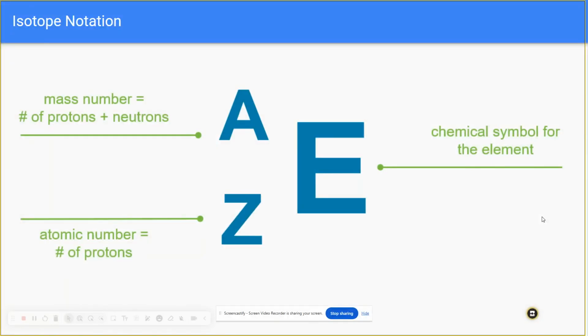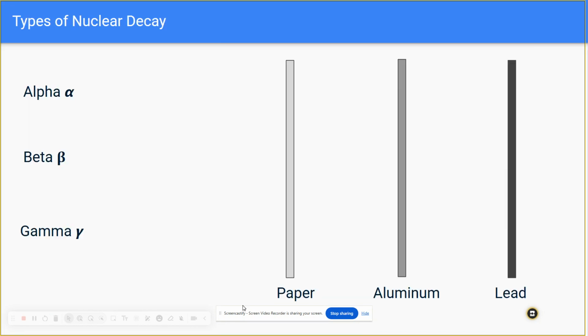We want to look at how to notate our different isotopes. So this is called isotope notation. The E right here would be the symbol, like an H for hydrogen or He for helium. The mass number is A, that's the number of protons plus neutrons. The atomic number is the number of protons. So we're going to use this isotope notation throughout these balancing of nuclear reactions.